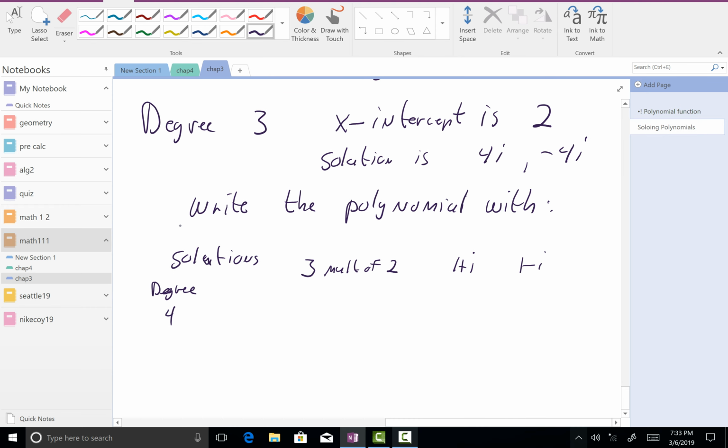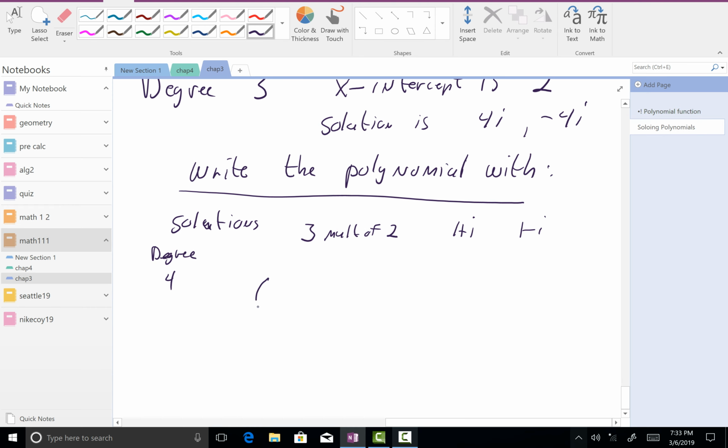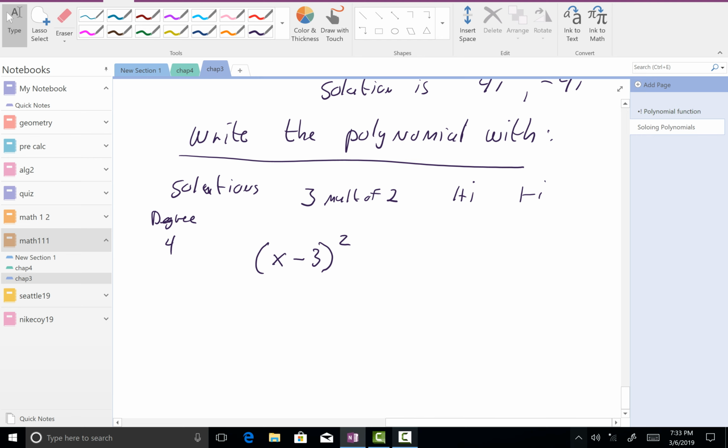Okay? This is asking us to write a polynomial. Okay? So it doesn't say the linear factorization of it. It actually says a polynomial. So here's how we're going to do this. We're going to go x minus 3. That covers that one, right? But it's a multiplicity of 2. So what does that mean? All right. So let's figure out what that is. Just that.